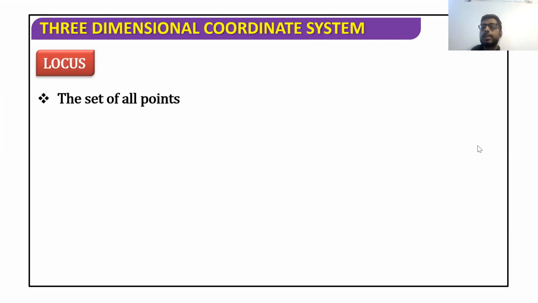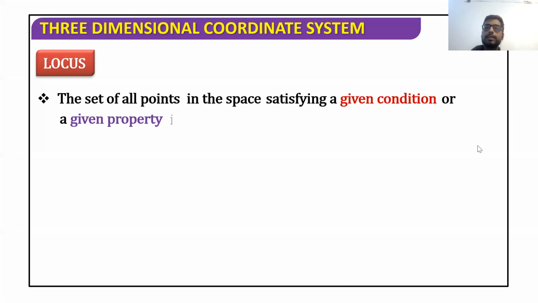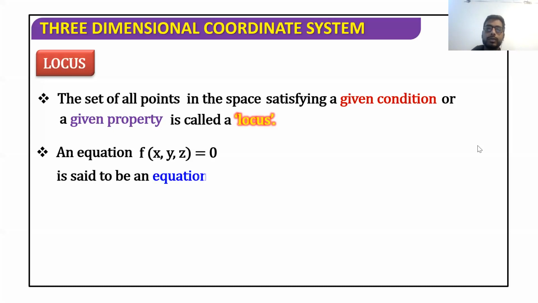Locus is a particular set of points which satisfy a predefined condition. For example, I can say that the locus of a circle is nothing but all the points which are lying at the same distance from the origin or from a particular center. So if I consider a center and draw equal points which are equidistant from that center or from that origin, I'm going to get a circle. So the set of points which satisfy any condition or property is nothing but your locus.